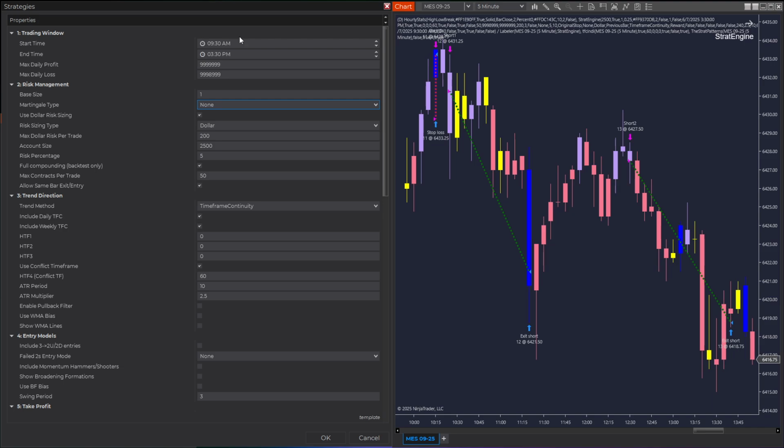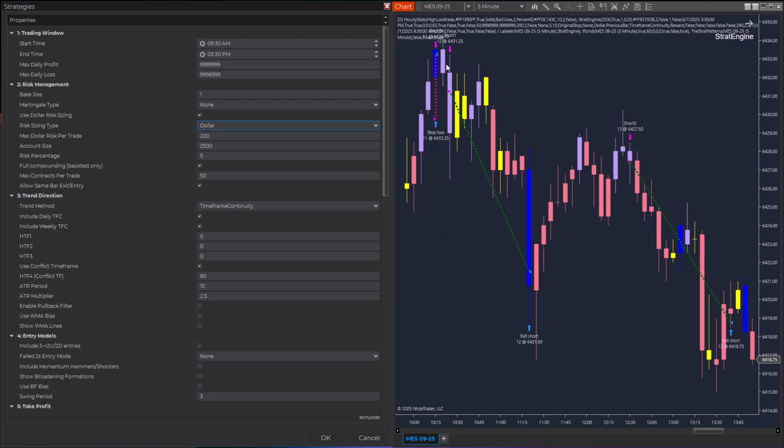Risk sizing. So the way that this works is you can specify whether you want to risk a specified dollar amount, in this case, $200 per trade. So if we're trading MNQ, it will automatically change how many contracts we're entering on the trade to risk that $200 based on the distance of the stop loss.